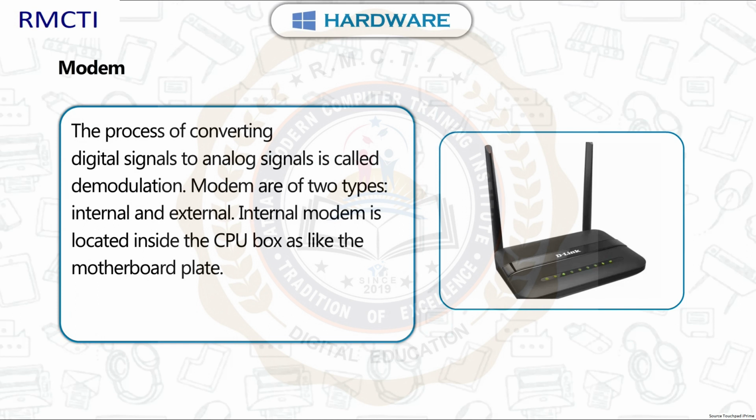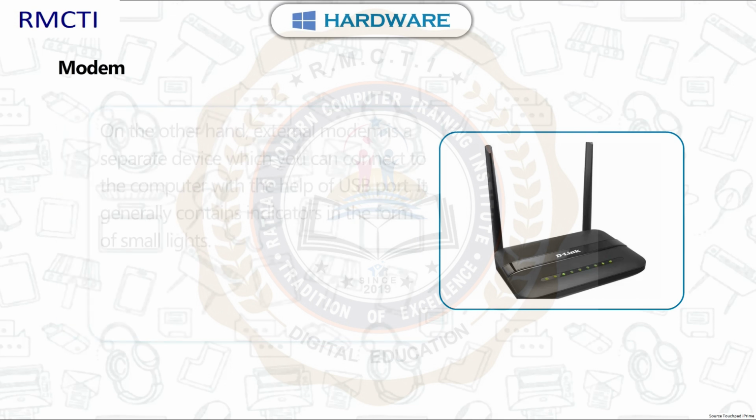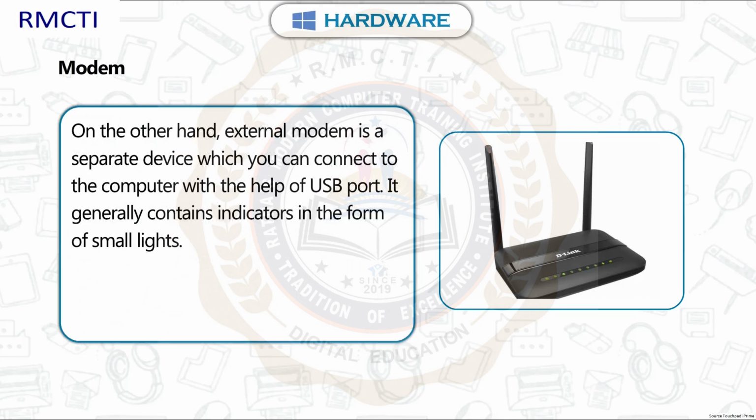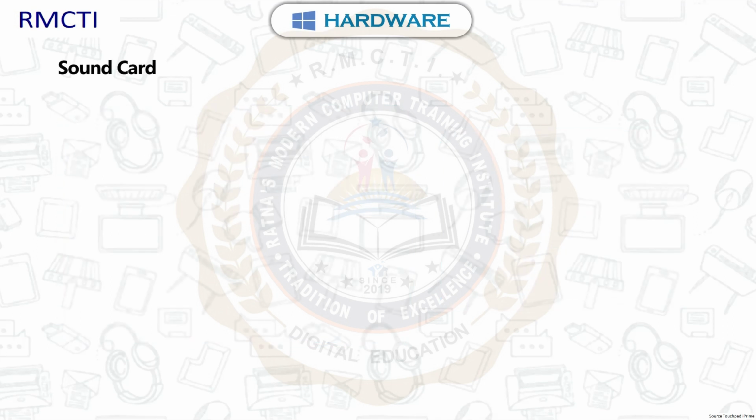Modems are of two types, internal and external. An internal modem is located inside the CPU box, like the motherboard plate. On the other hand, an external modem is a separate device which you can connect to the computer with the help of a USB port. It generally contains indicators in the form of small lights.